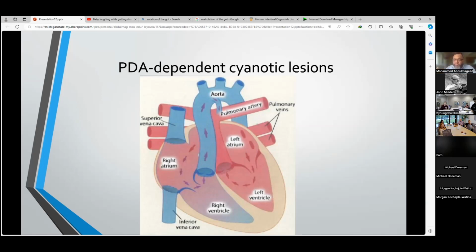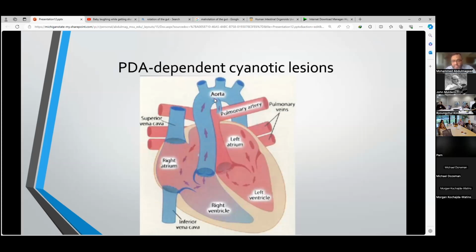Saturations are usually like 70%, which is good, despite it being cyanotic, but that's not bad. So this PDA connection will allow the baby to survive. What happens is normally after birth, this PDA is closed for many reasons. When this closes, there is no connection between the two circulations, and the patient will eventually have cardiogenic shock and die.